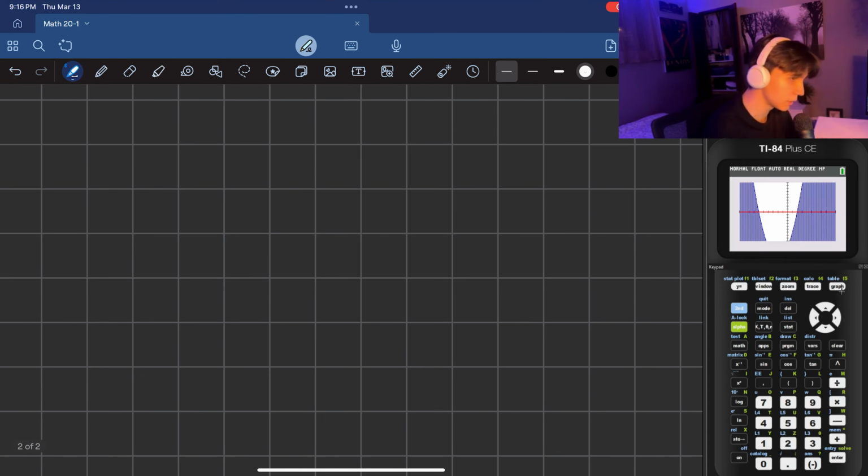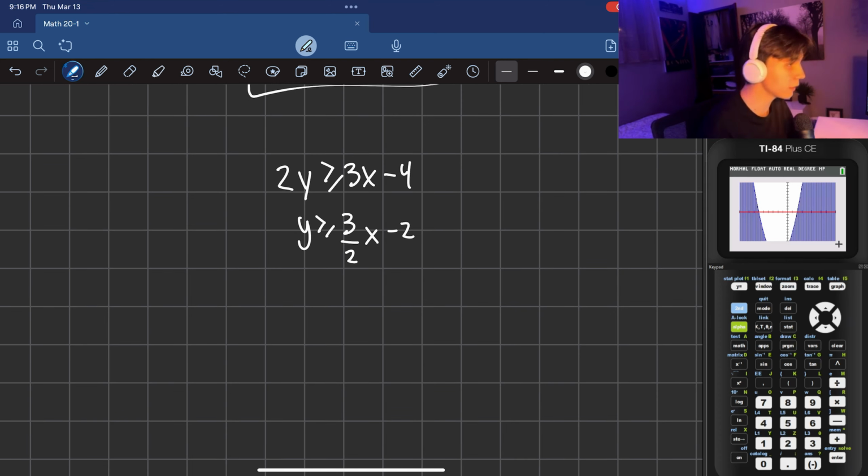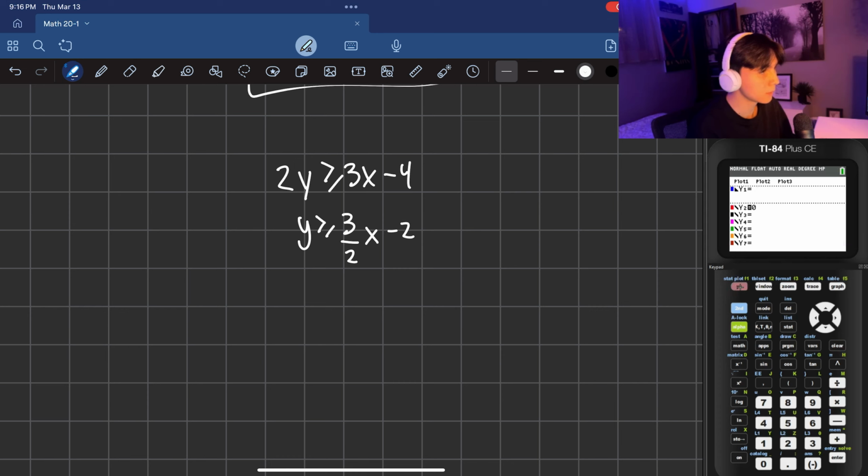So I want to test this with the linear one as well. So we had 2y is greater than or equal to 3x minus 4. Okay? So the way we do this is we just divide everything by 2, and we get y is greater than or equal to 3 over 2 x minus 2 as our line. So let's just plug in our line here. So we have 3 over 2 x minus 2.